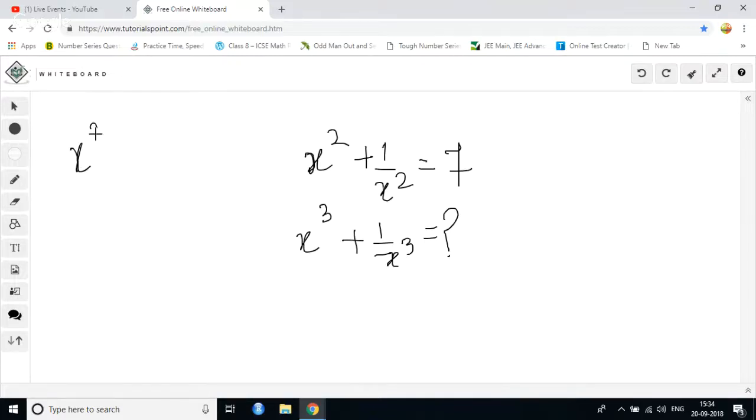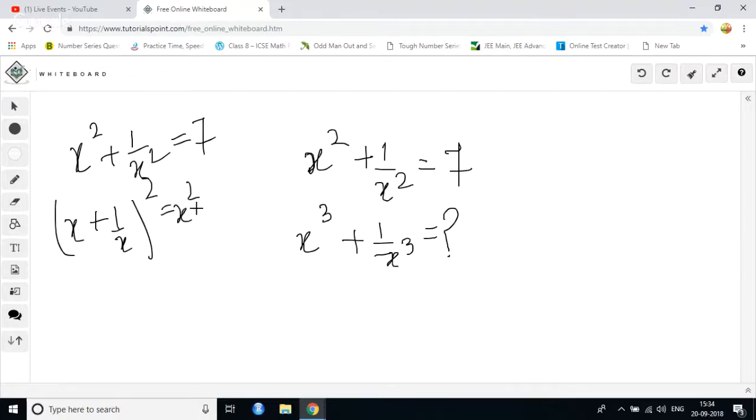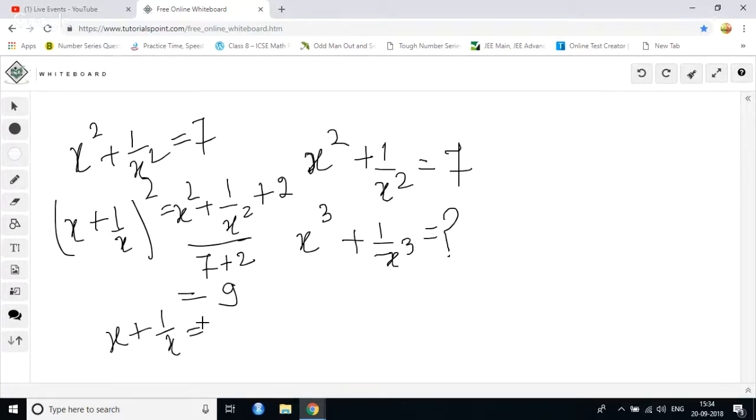So you see here, x square plus 1 by x square is equal to 7. First I will find out the value of x plus 1 by x. So I know x plus 1 by x whole square is equal to x square plus 1 by x square plus 2, and this value is 7, so I can write it 7 plus 2. How much would it be? 9. So x plus 1 by x whole square is 9. x plus 1 by x would be equal to 3.